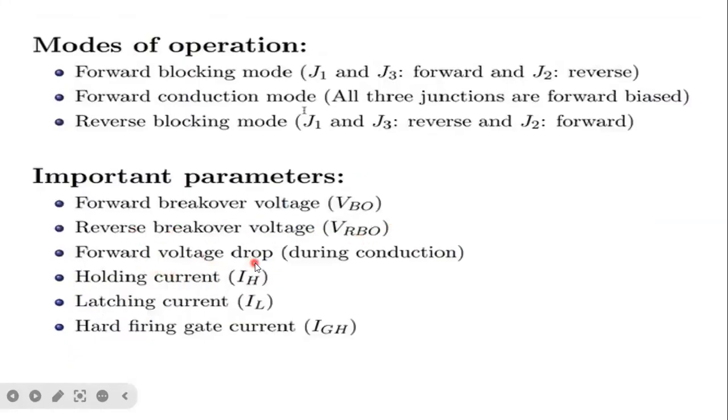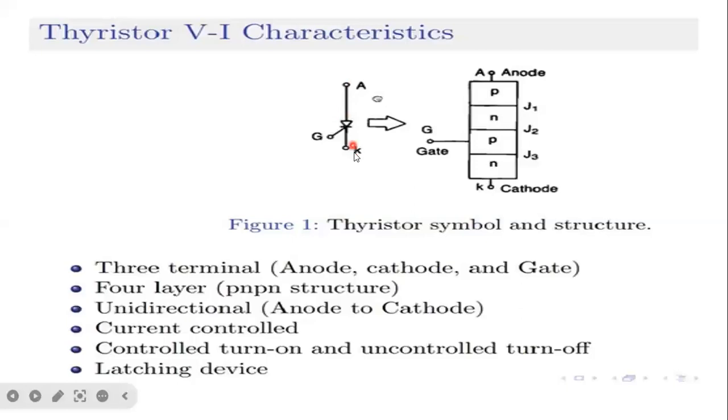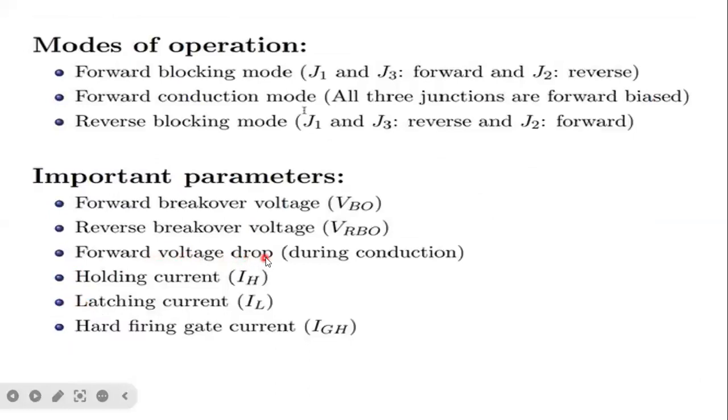Then next, forward voltage drop. When it is turned on, some amount of voltage drop takes place across the device. That is called forward voltage drop during conduction. Okay. And the next, holding current. This is the minimum value of current to keep the thyristor on; below it, the thyristor turns off. Latching current is the minimum value of current required to turn on the thyristor. How much current is required to turn on this thyristor or SCR is called latching current.